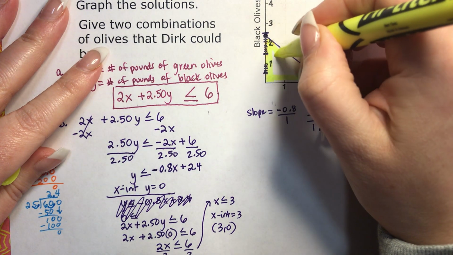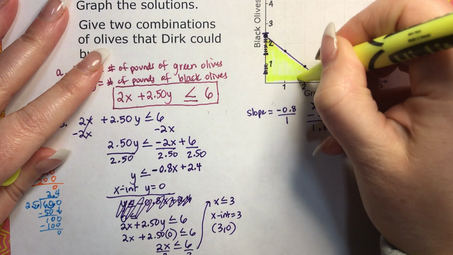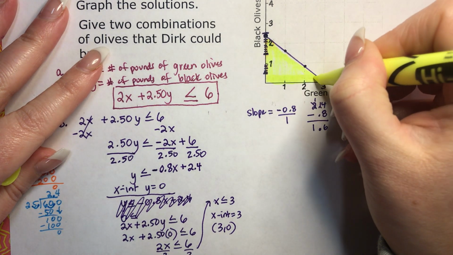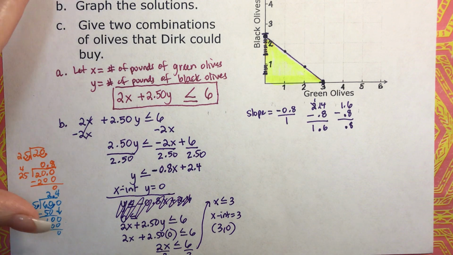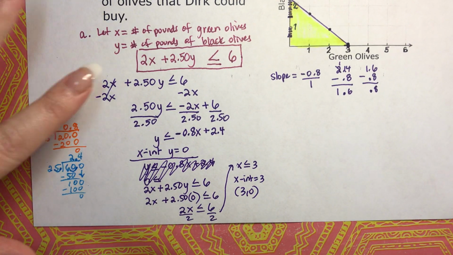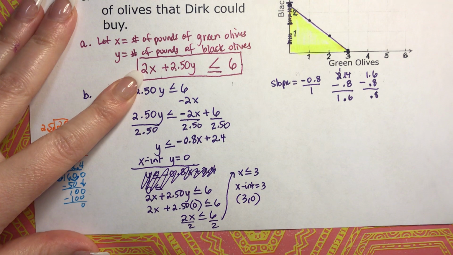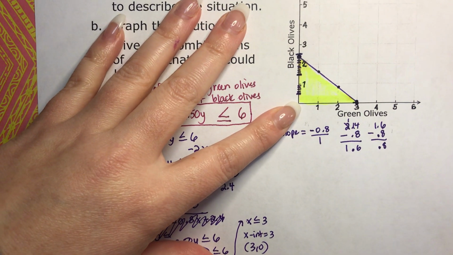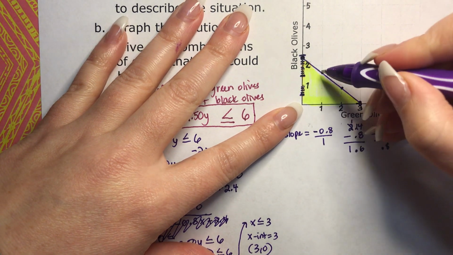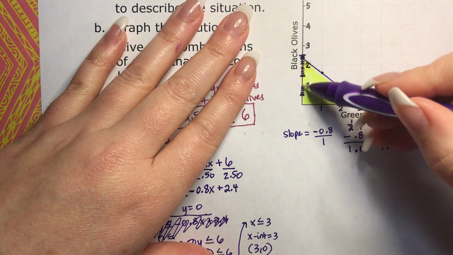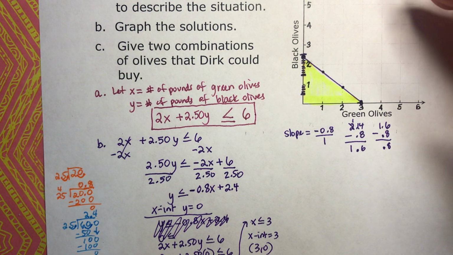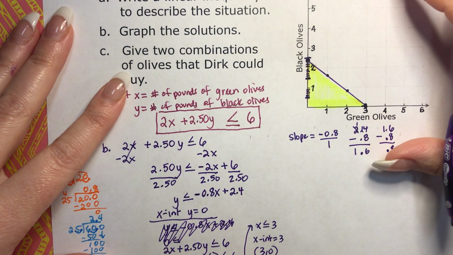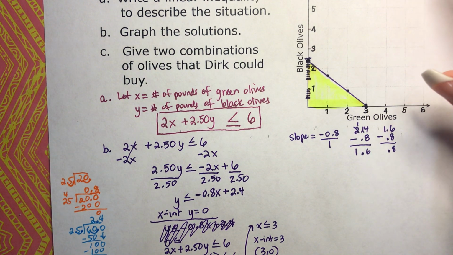So this problem was definitely a little bit more complicated to graph. When you do that, you can go ahead and solve for the x-intercept. It's still capable, you can still do it, but it just requires a little bit more work, okay? So we wrote our linear inequality, we graphed all of our solutions. Our solutions include everything along this line and really anything in here as well. So then the next thing we have to do is just give two combinations of olives that Dirk could buy.